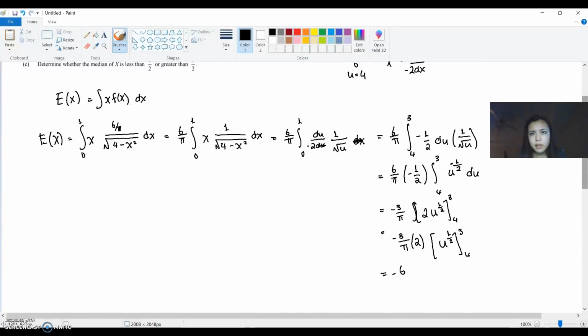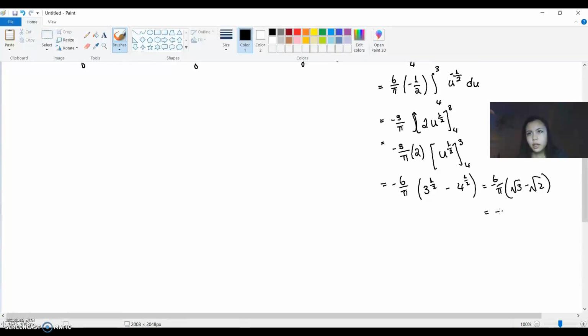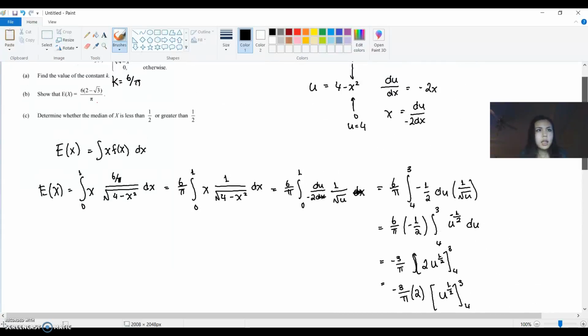So that gives us negative 6 over pi, 3 to the 1 over 2 minus 4 to the 1 over 2. That's just negative 6 over pi, root 3 minus root 4. Oh, my bad, root 4. So that's just negative 6 root 3 minus 2, over pi. And I think that's our answer.